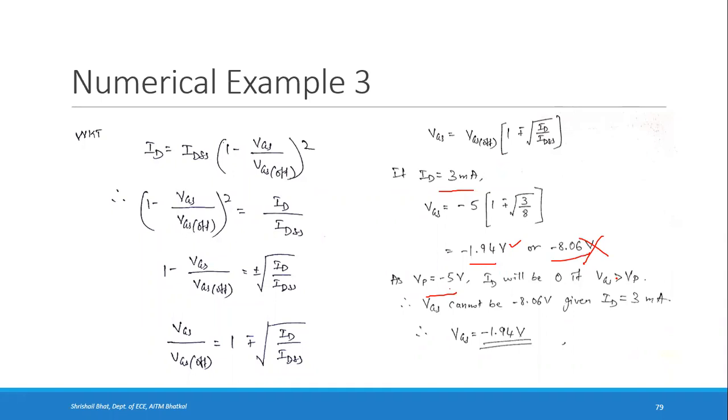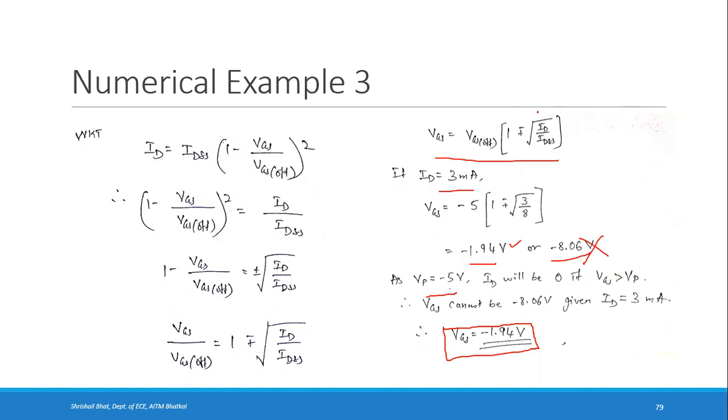VGS cannot be -8.06 given ID is equal to 3, because if VGS goes beyond VP of -5, ID would be 0. Since ID is not 0, we take this value as -1.94. So that is how you can find the value of VGS when ID is given. You have to rearrange this equation and get this particular equation.